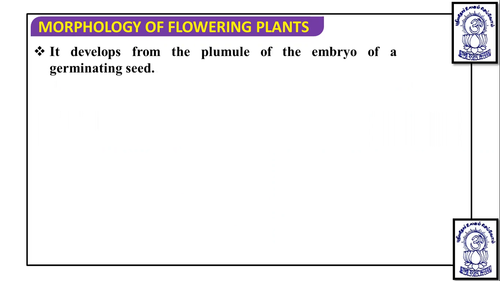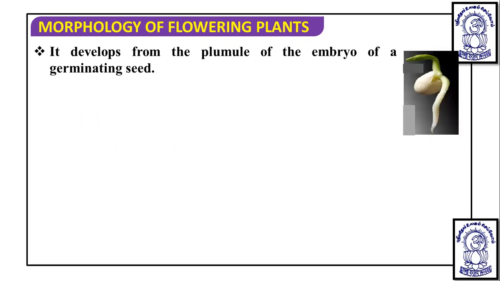It develops from the plumule. We have studied that the root arises from the radicle of the embryo. But in the embryo, the upper tip portion of the embryonal axis is known as the plumule, and the plumule of the embryo of a germinating seed forms the stem.